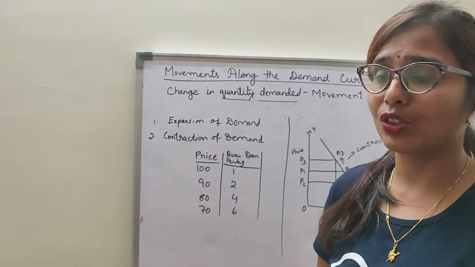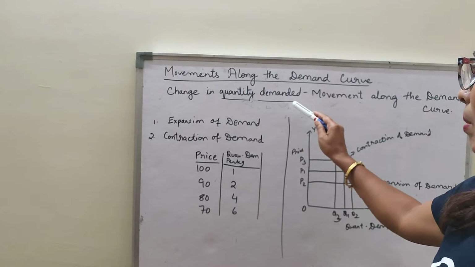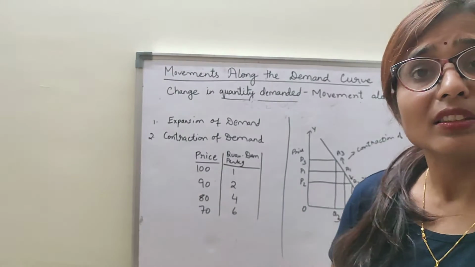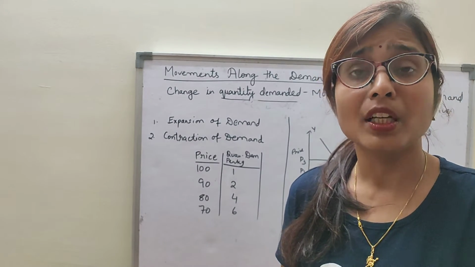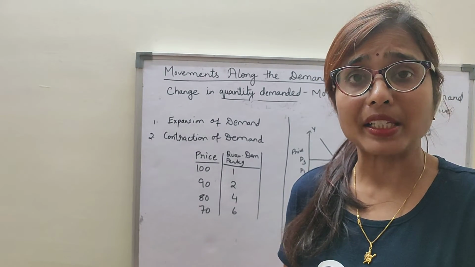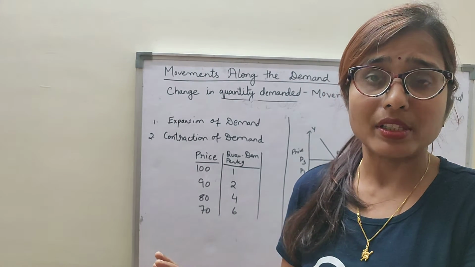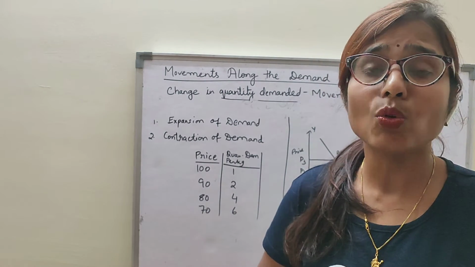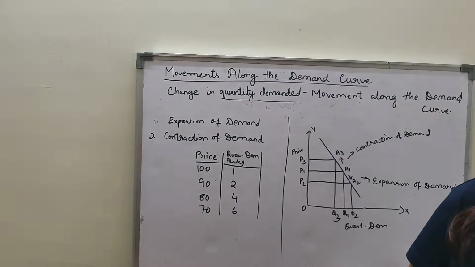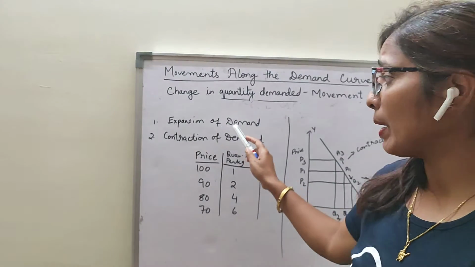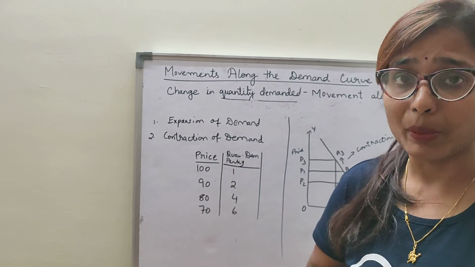So always remember children, change in quantity demanded is the movement along the demand curve. That means when there is change in quantity demanded due to change in its own price, keeping other factors constant, is known as the change in quantity demanded. Clear? Now, there are two types of change in quantity demanded: expansion of demand and contraction of demand.